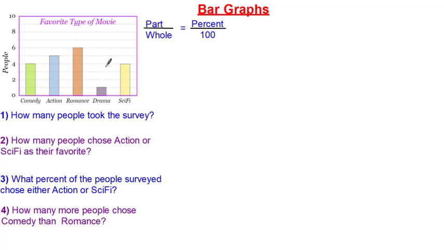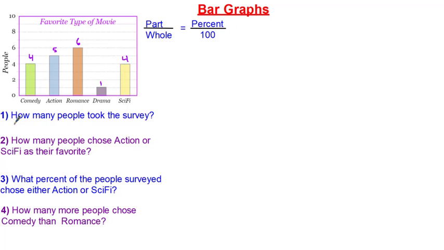Now, the first thing you should always do in terms of these types of graphs is figure out how much is in each category. And then, of course, we should always try to figure out what the graph is talking about. So let's just go ahead and start with that. This graph is talking about the favorite type of movie that people chose. And we could see that the amount of people is going to be on the left-hand side, and the categories are going to be right here at the bottom. Okay, so in terms of people who chose comedy, there were 4 people from that survey who chose comedy, 5 for action, 6 for romance, 1 for drama, and then for sci-fi we had 4 people.